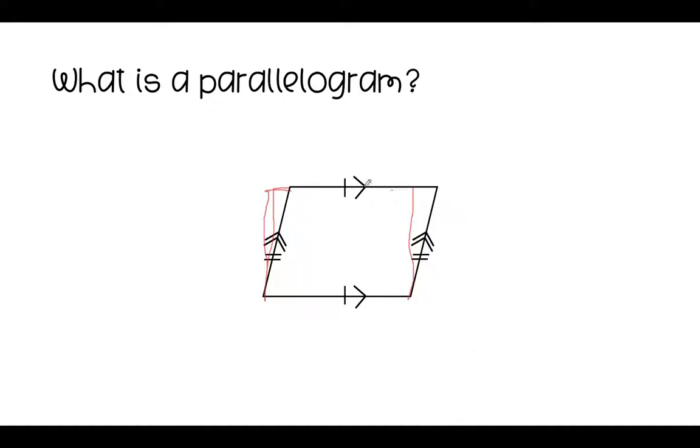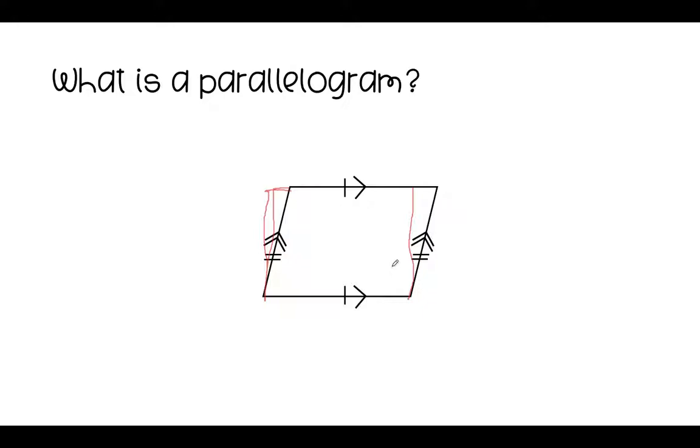And what you'll notice is that these little arrows are saying these two lines are parallel, and these two here say that this and this are parallel. And the line says that these two are the same length, and these two here are the same length. So that's what that all means.